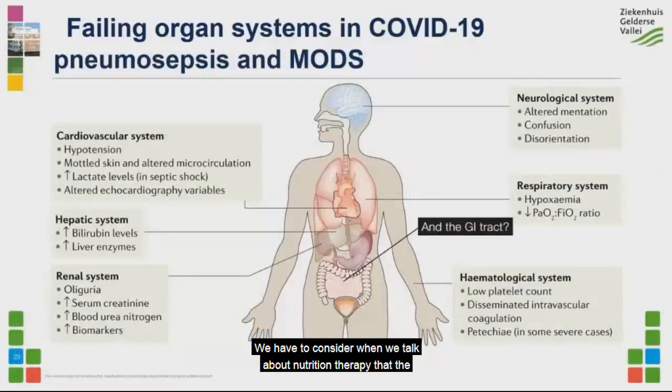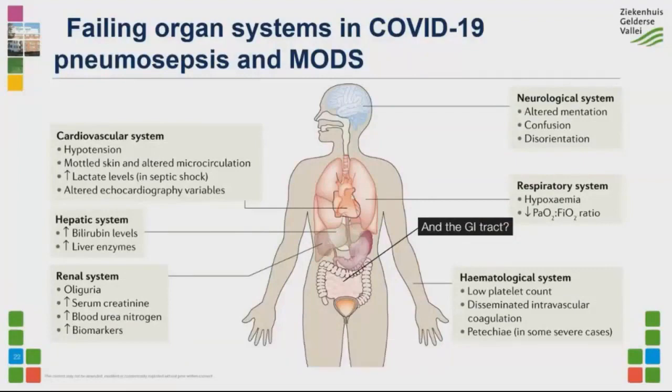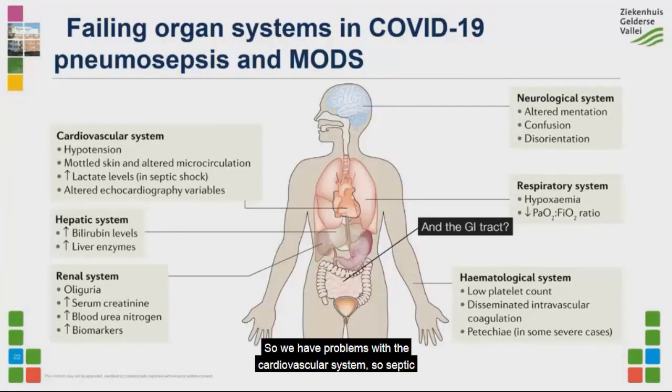We have to consider when we talk about nutrition therapy that the disease the patients suffer from, COVID-19 pneumonia, is actually sepsis with multiple organ dysfunction syndrome. So we have problems with the cardiovascular system, so septic shock. There can be problems with the hepatic function, the renal system. Many of the patients need renal replacement therapy. Also, the neurological system is affected. In the initial phase, we see a lot of delirium and confusion in the patients. And the main focus is on the lungs, the respiratory system, and many patients need mechanical ventilation.